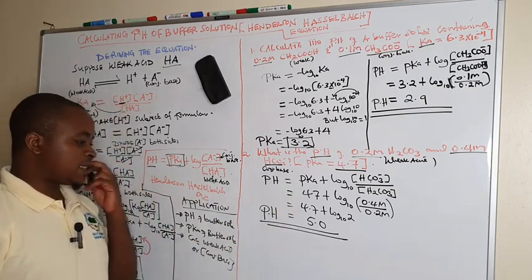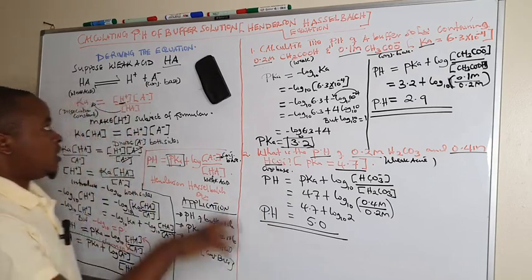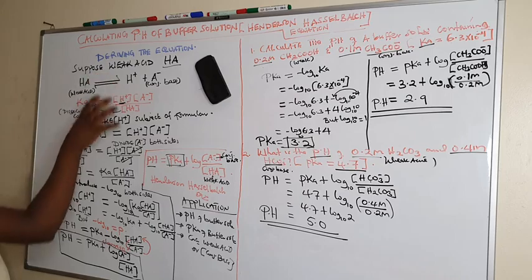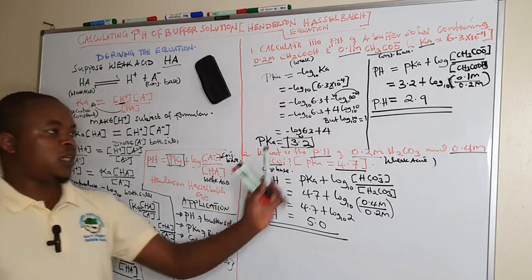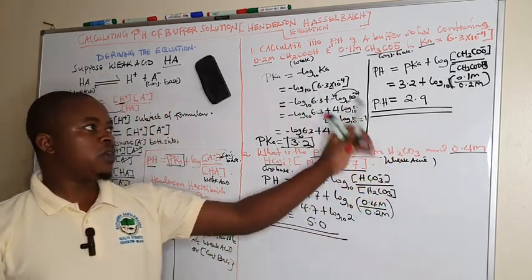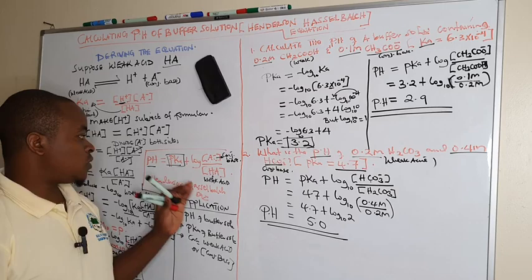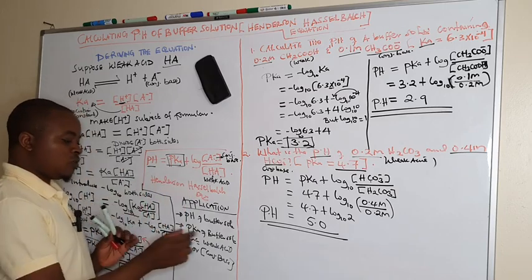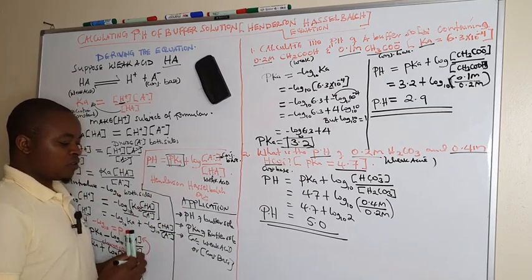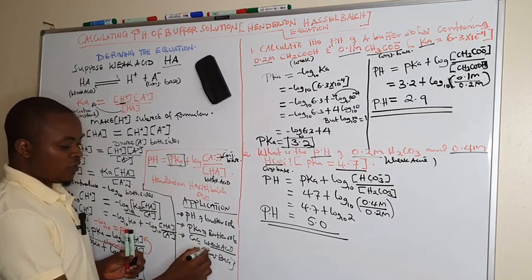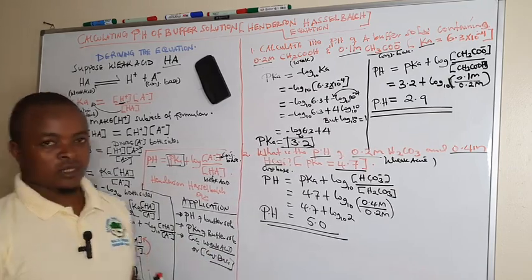So this is what we can discuss in this session on deriving the Henderson Hasselbalch equation and some examples of how we can use it in calculating the pH of solutions. We have also seen that we can use it in calculating the pKa of solutions and the concentration of the weak acid and the conjugate base.